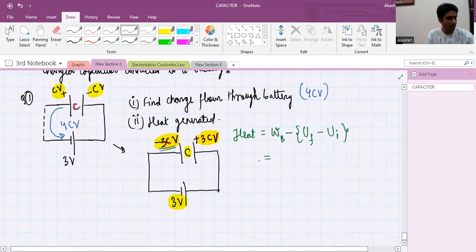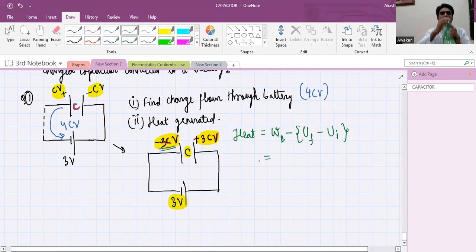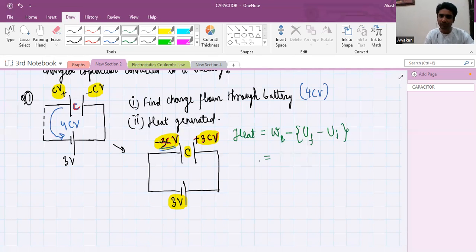You all tell. Or if you don't remember, then refer to the notes and tell me. 4 CV charge has flown through the battery of 3V. So will it be 4 CV square? The battery is of 3V. 3 CV square. So what is the charge flown? 4 CV, right? And it is flown through a battery of 3V. So work done by the battery was QV.